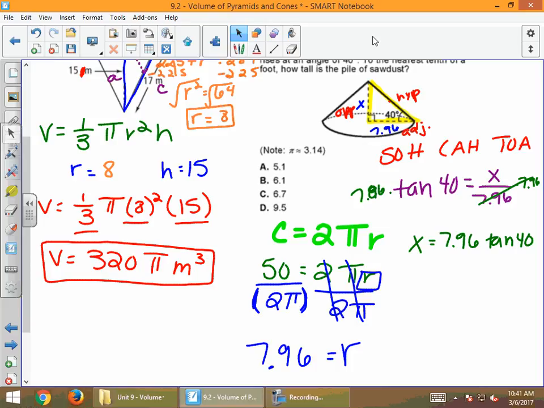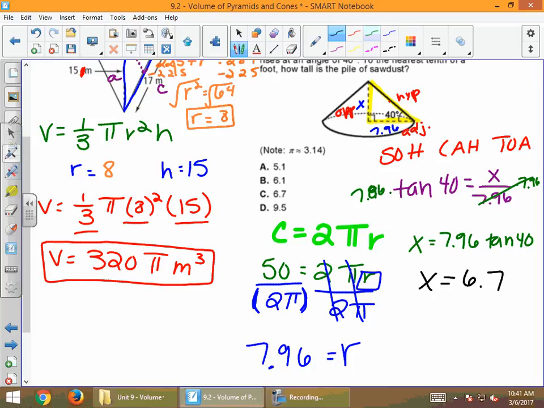And what do we end up getting as our height? X is about 6.7, so that means C is our height. So a lot of that right triangle stuff we did at the beginning of the year in first semester is coming back in this unit. Pythagorean theorem, special right triangles, and trig will make an appearance this unit. Okay? Questions over that?